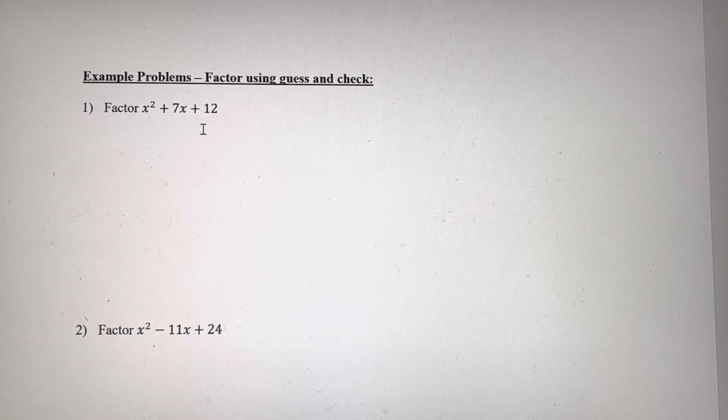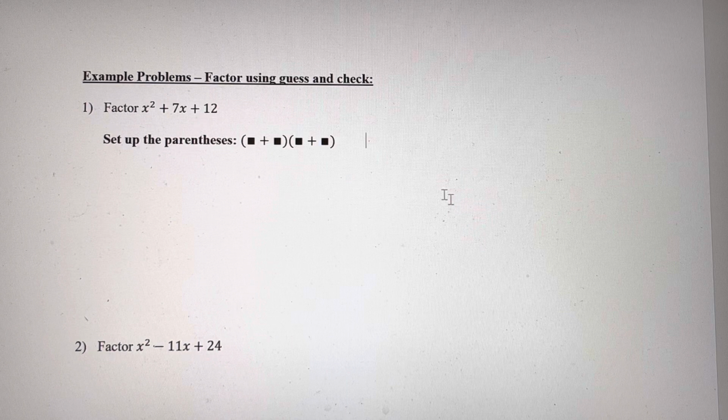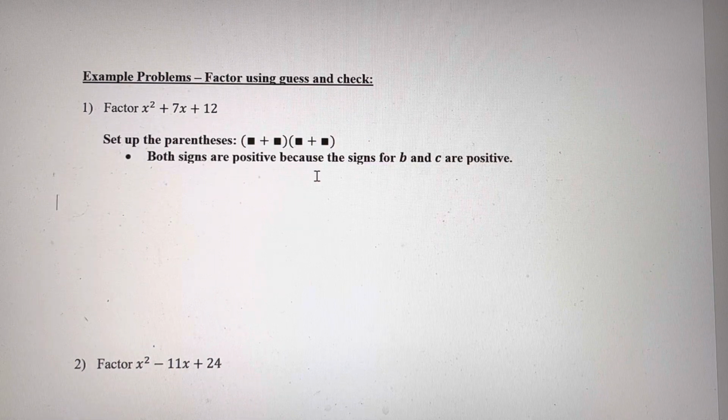So our quadratic trinomial is x squared plus 7x plus 12, okay? So the first thing I want to do is set up my parentheses, all right? One thing I need to notice here is this 12 is positive. My c value is positive. Then I want to look at b. My b value, 7, is also positive. So the only way to get 12 is to multiply a positive times a positive, or a negative times a negative, okay? Well, my b value here, positive 7, tells me that both these signs have to be positive.